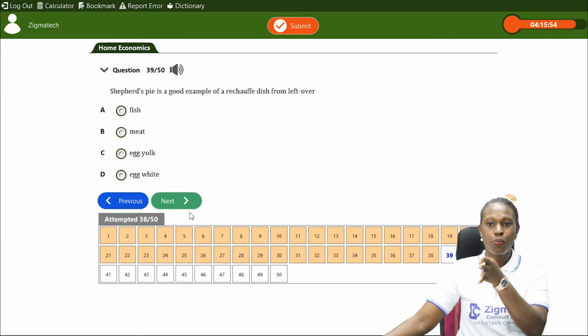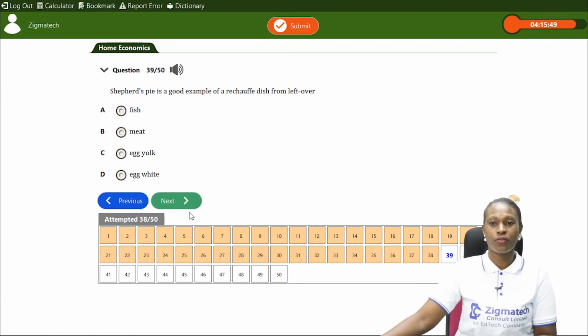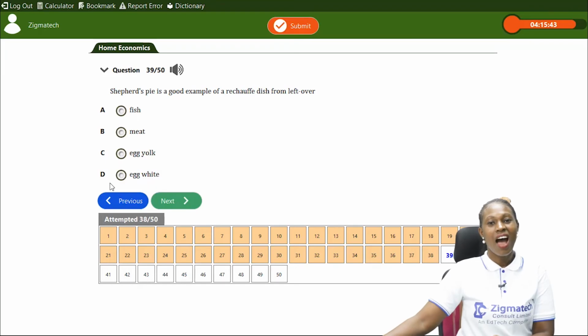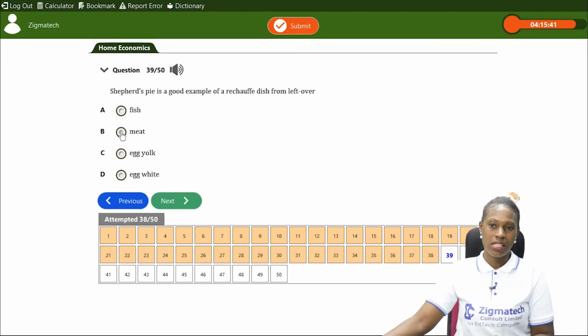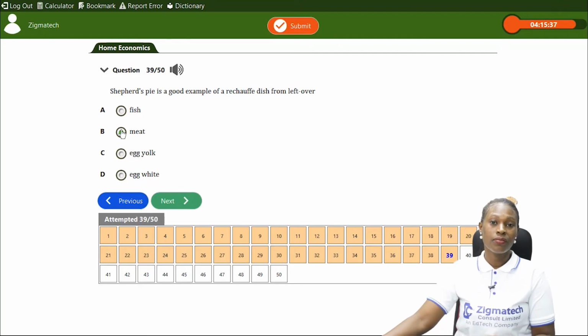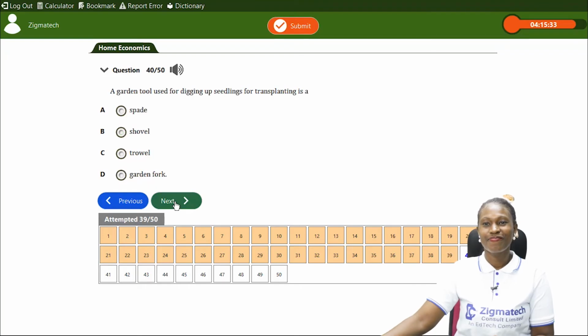So now, shepherd's pie is a good example of a retrieved dish from which of these leftover foods here. We have fish, we have meat, we have egg yolk, then we have egg whites. Now, the answer is meat. Shepherd's pie is a retrieved dish made from meat. Let's look at the next question.